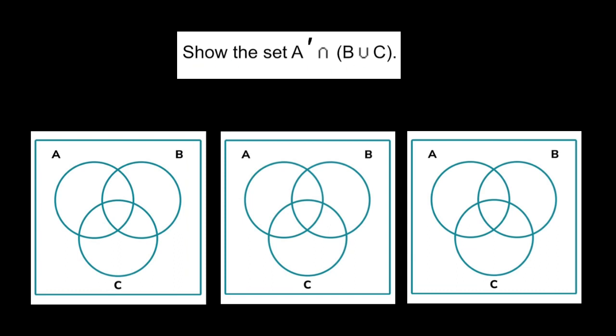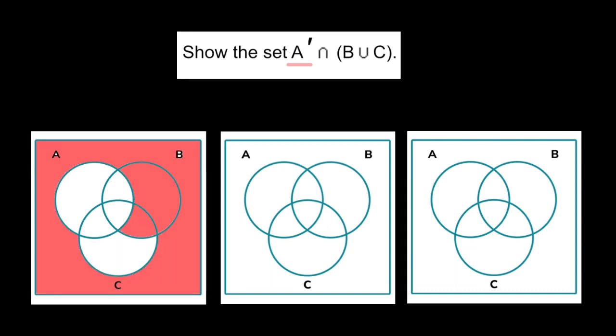And here's the problem: show the set of complement A intersection with union of B and C. First, let's define what is a complement of A. So this is going to be everything outside of the circle A. Now let's define what is the union of B and C. So here is the union. Take a look. This is a union of circle B and C.